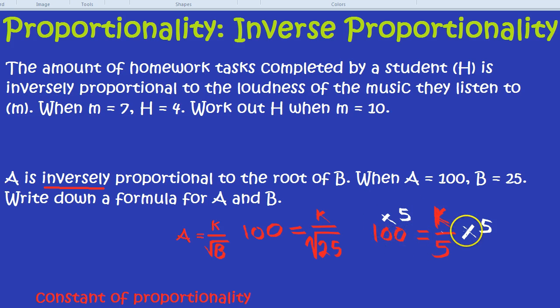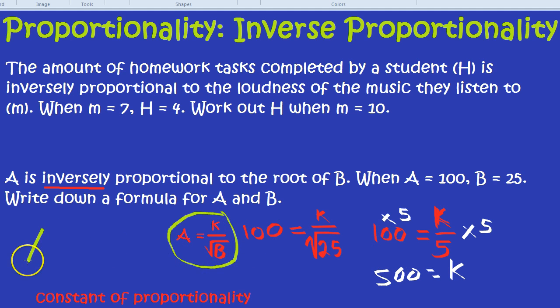For the 100, times by 5, we have 500 equals, the divide by 5 cancels out, so we have just K. 500 equals K. Right, you may have been following that, and then you're wondering, but how do I write down a formula for A and B? I've got K, but what do I do now? Well, that's basically it. You're done. You just need to write the formula again that we had at the beginning, just with the K that we now know. So we have A equals 500 divided by the square root of B.